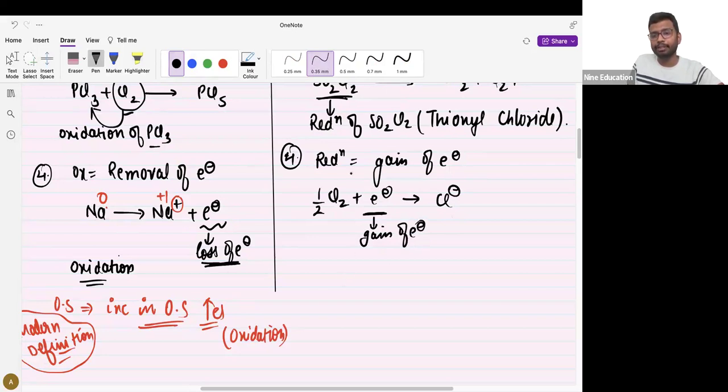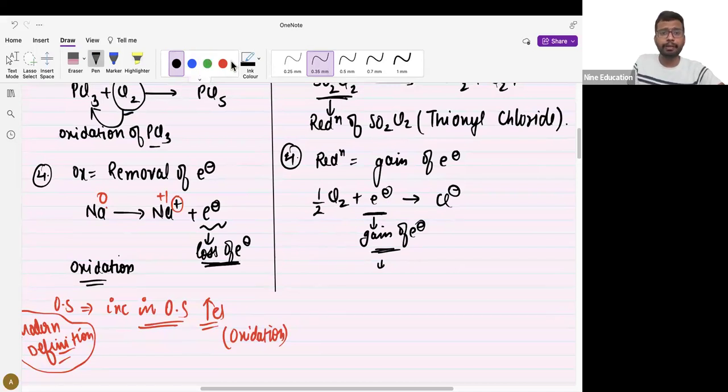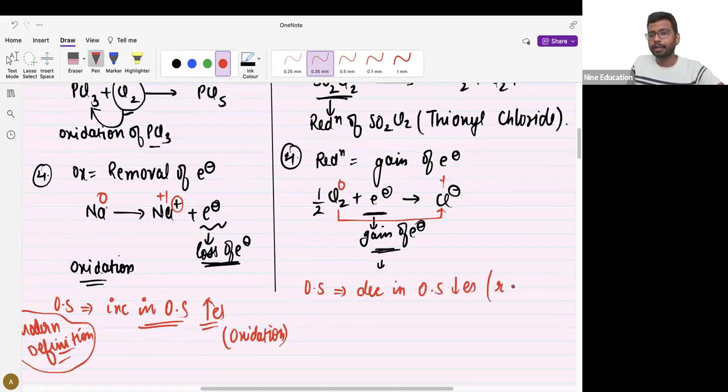If I am gaining electrons in the reactant, this is known as what? Reduction. So in reduction, what will happen? Oxidation state will decrease. From Cl, which was 0 oxidation state, to Cl minus, which was -1 oxidation state, right? So oxidation state will decrease; decrease in oxidation state means what? Reduction.